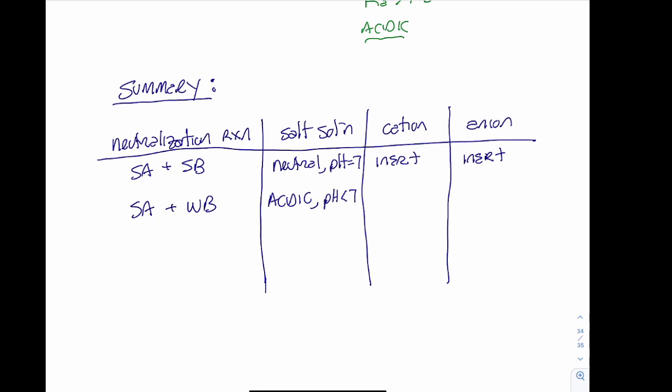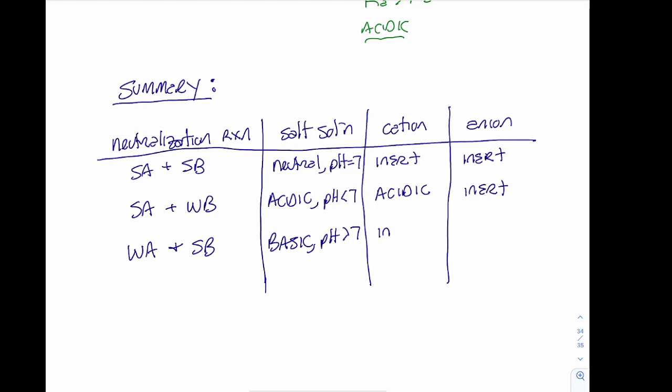And then my cation is going to be acidic, right? It will react with water to produce hydronium ions. And then my anion is going to be inert. A weak acid and a strong base: these are going to be basic solutions. My pH is going to be greater than 7.